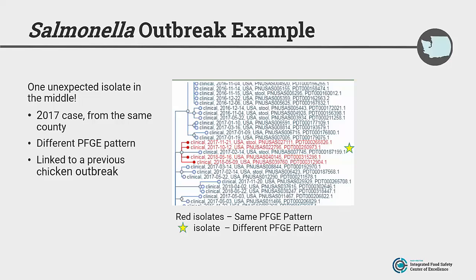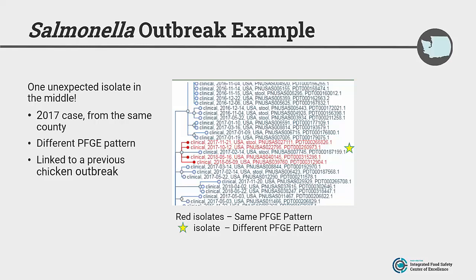When we looked at this tree, I also noticed an isolate right in the middle of our 4 and wasn't quite sure what the story was with that one. Why do we have this extra isolate in the middle of our cluster? I was able to look up what that isolate was and found that it was from the same county as our 4 current cases, and that it had been marked as a different PFGE pattern.